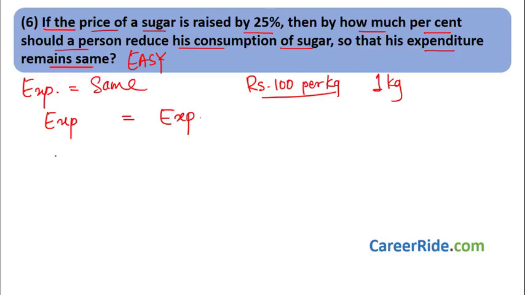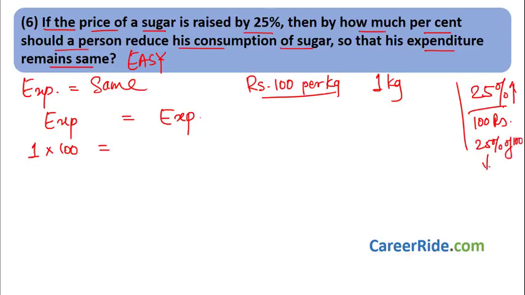Okay. So what was the expenditure initially? 1 kg sugar, that is quantity of sugar consumed into rate of the sugar, rupees 100 per kg. This was the expenditure earlier. Now what has happened is that price increases by 25%. Initially it was 100 rupees. It increased by 25%. What is 25% of 100? Simply it is rupees 25. So the price increases by rupees 25. So what is the new price? 100 plus 25, that would be rupees 125. So new price becomes 125.